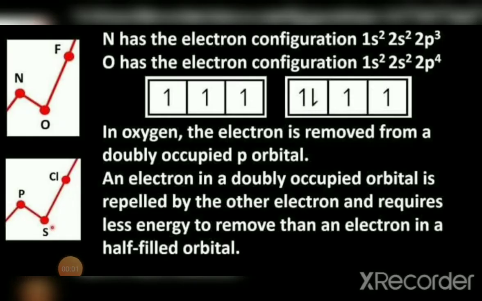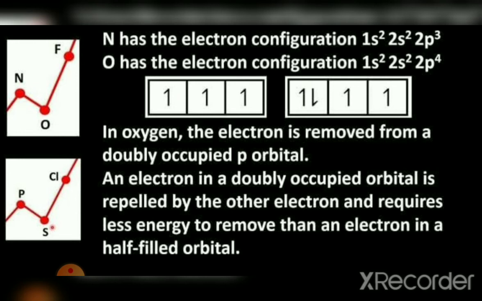Similarly, though oxygen comes after nitrogen in the period, the ionization enthalpy of oxygen is lower than that of nitrogen. What is the reason? For that, consider the electronic configuration of both nitrogen and oxygen. The electronic configuration of nitrogen is 1s2, 2s2, 2p3. That of oxygen is 1s2, 2s2, 2p4. So in nitrogen, the three 2p electrons are in different orbitals. One is in 2px, the other is in 2py, and the third electron is in 2pz orbital.